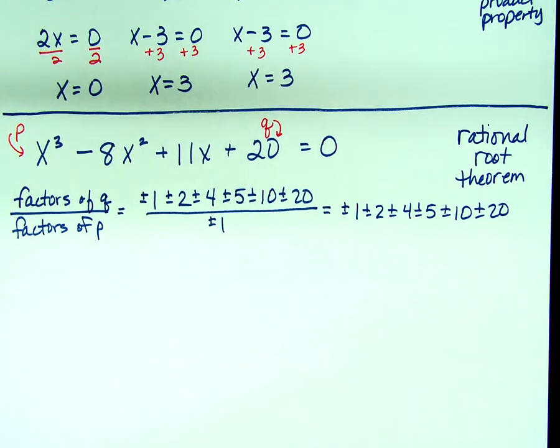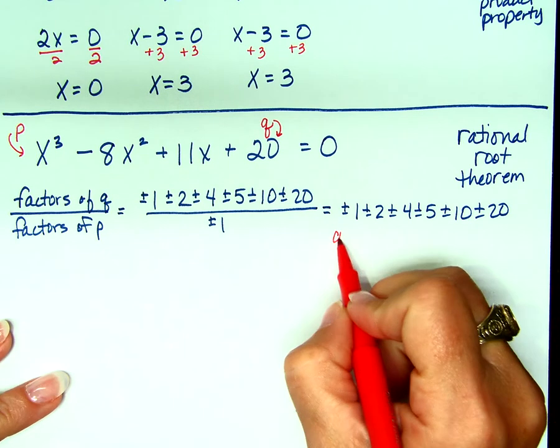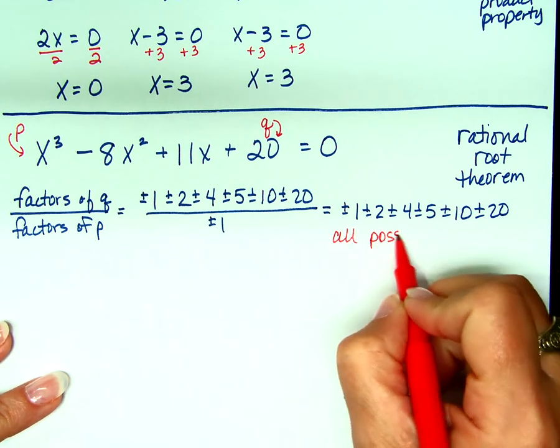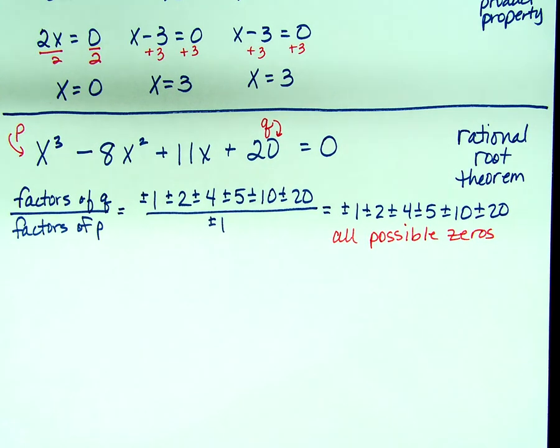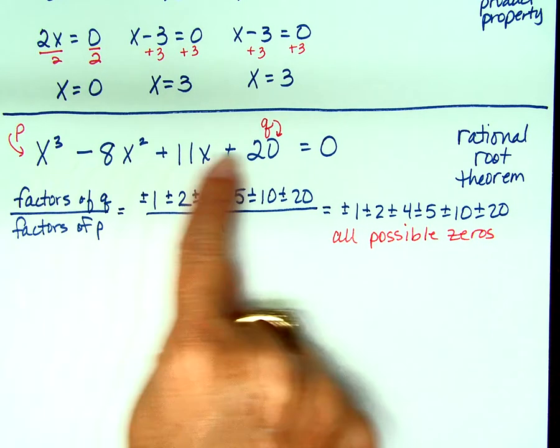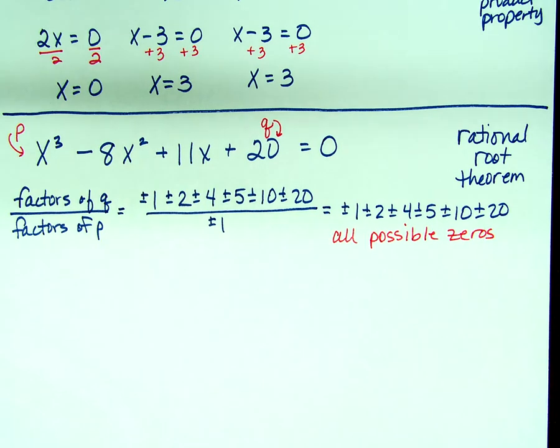What this ends up giving me is all possible zeros. This is all the possible zeros of this equation. Now, 2, 4, 6, 8, 10, 12. 12 possible zeros. Is that a lot?